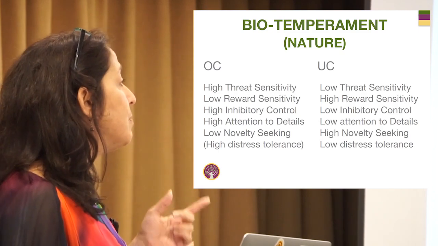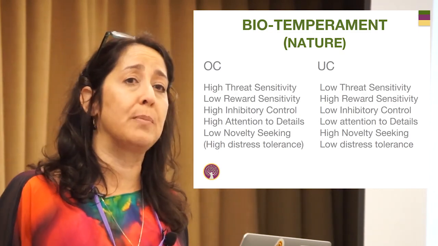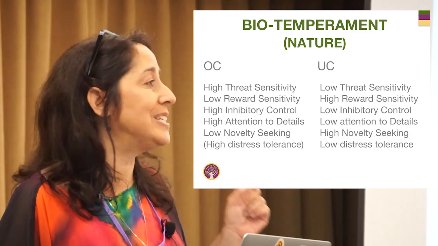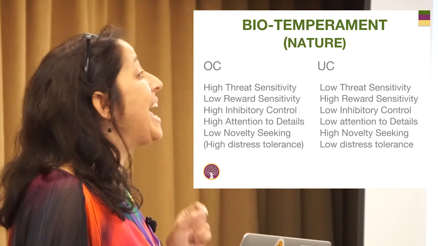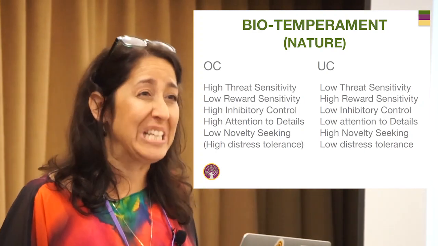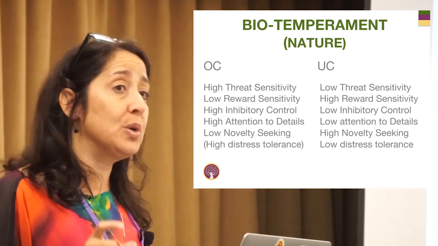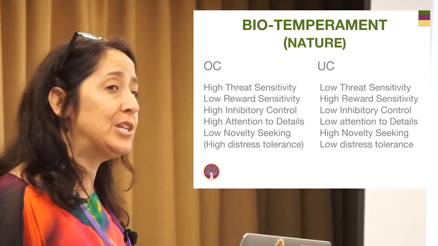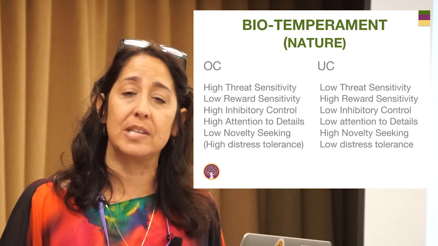I also want you to keep in mind as I'm going through this biotemperamental piece that someone can be over-controlled and have attention deficit disorder. And it makes the picture look really fuzzy. And I also want to point out, someone can be under-controlled by nature. Their biotemperament is under-controlled, but if they have been traumatized, it can make them look over-controlled, because the trauma makes them more threat sensitive.